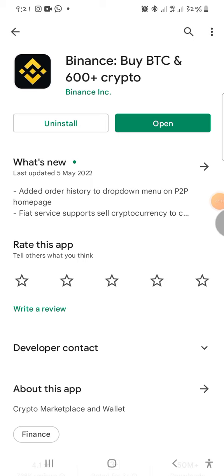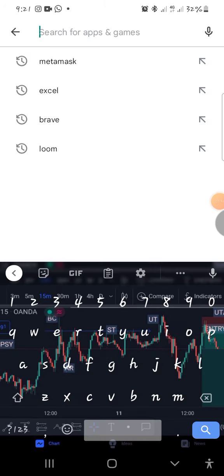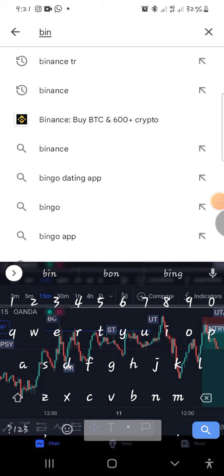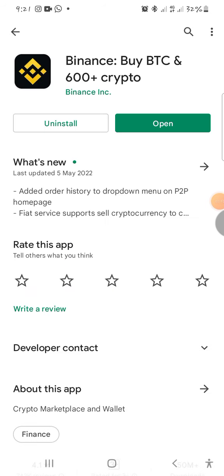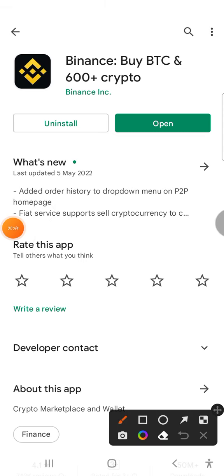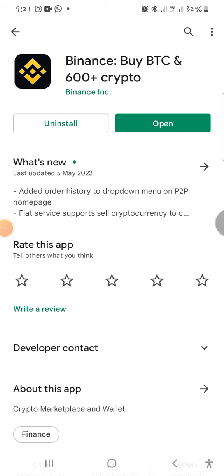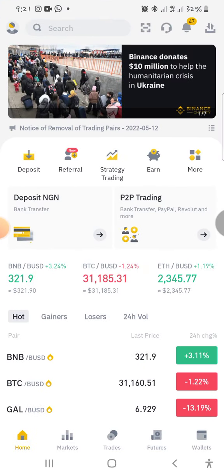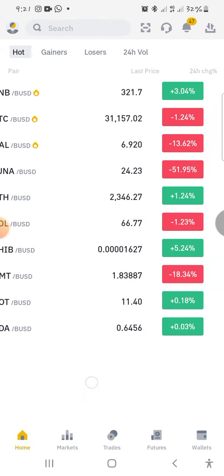So first things first, download Binance on your Play Store. Once it's downloaded, there's no problem. You click on open. I hope my pencil is with me to work with me. Yes, okay, my pencil is with me. So you click on open. After you open, this is how the interface looks like.